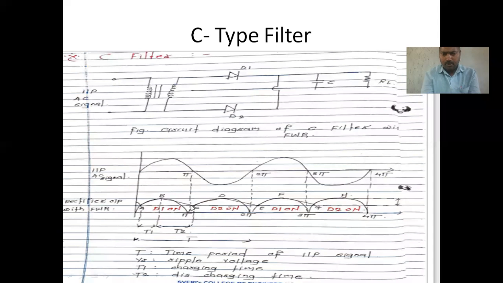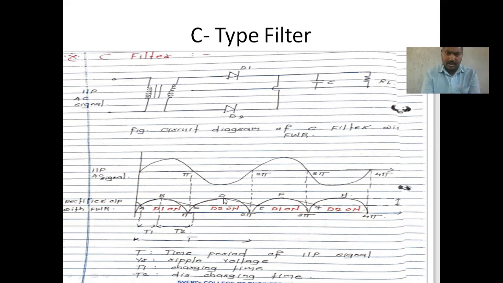At that point, the voltage level is low. During that time, what happens? Another diode, D2, conducts, so that the capacitor is again provided a particular voltage, and the capacitor starts charging again, up to this level.